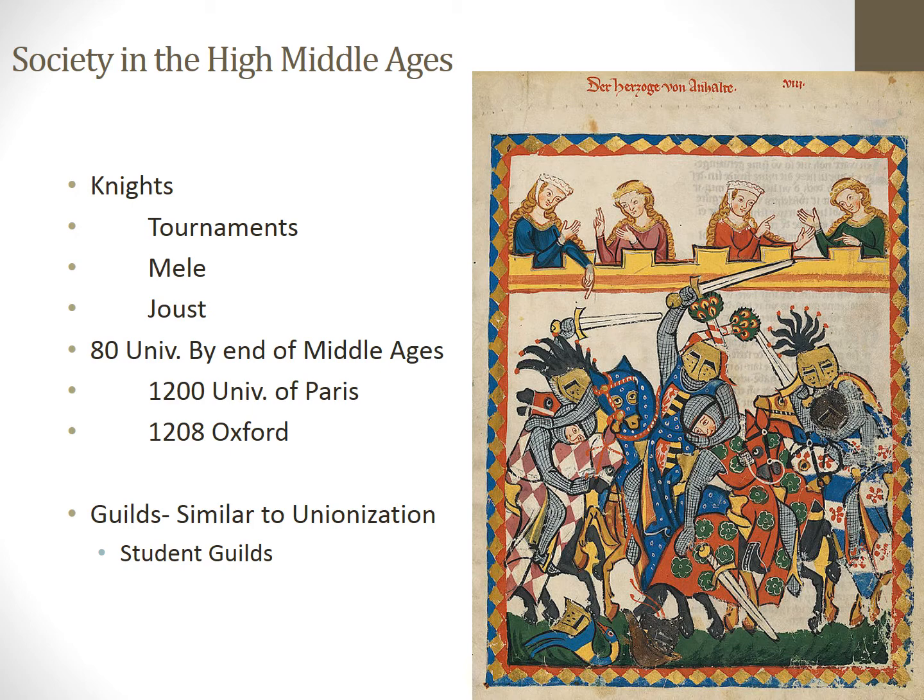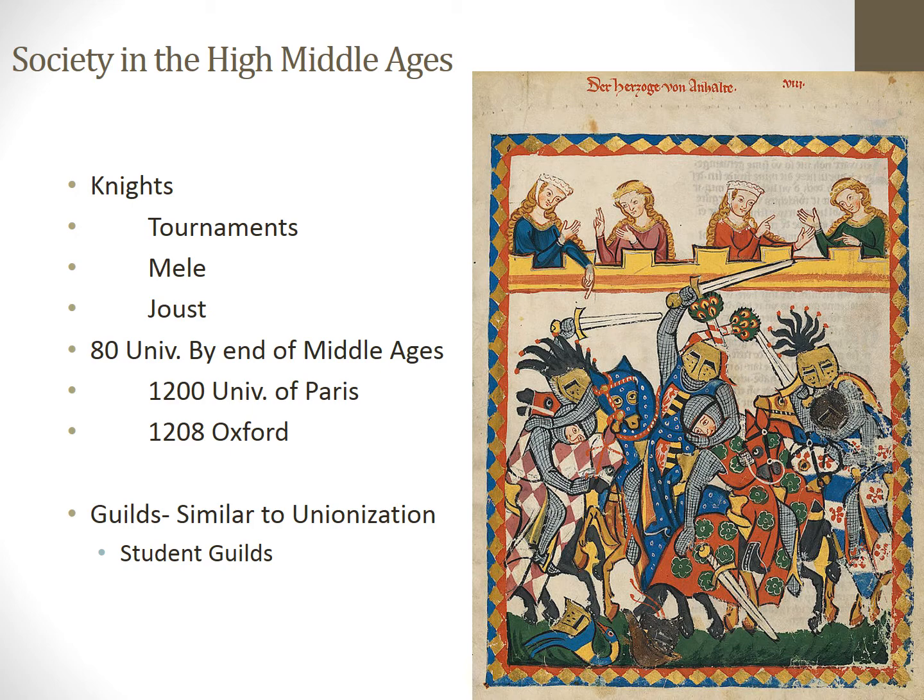Oftentimes in the High Middle Ages, you see towns as well as university students form guilds. And a guild is similar to unionization. Towns would form guilds around certain types of production. So certain towns that produce certain types of textiles might form a textile guild in which they set rules and prices and so forth for the manufacture of textiles. And this was designed to protect their wages and their well-being, as you see the development of towns and cities in Europe.